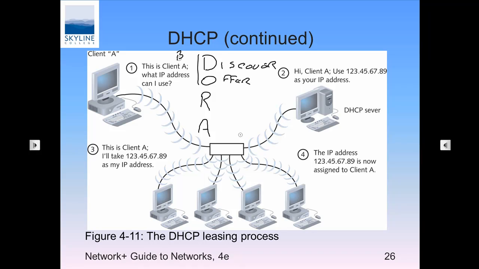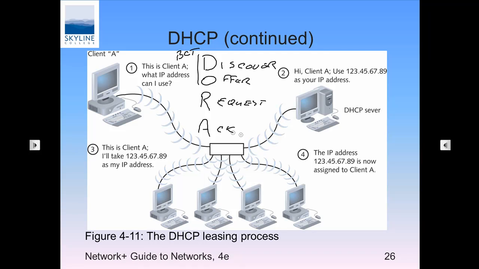Both of these are broadcast. They have to be broadcast because nobody's got an IP address yet, or this guy doesn't have an IP address yet. So what it broadcasts says, hey, any DHCP server out there, give me an IP address. And the first DHCP server that gets the request sends the address back. Then this one goes back and says, this is client A, I'll take that address. It's called a request. And this one says, okay, and that's the acknowledgement.